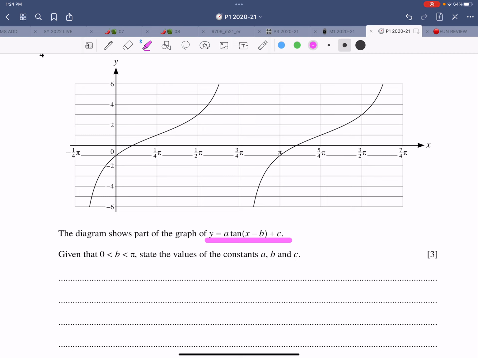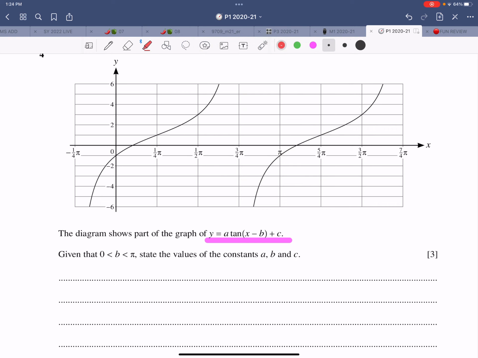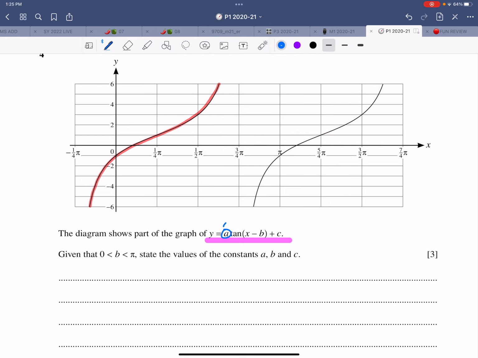Now if I look at this graph, what I feel is that if I draw this graph like this, there are 3 transformations over here. The first transformation is about stretching along the y-axis. So let me label each one of them. This a is about stretch. This b is about horizontal shift. This c is about vertical translation. These are the 3 graphs.